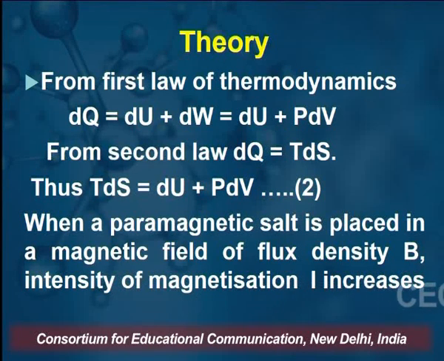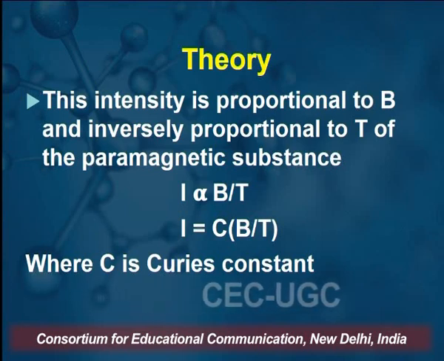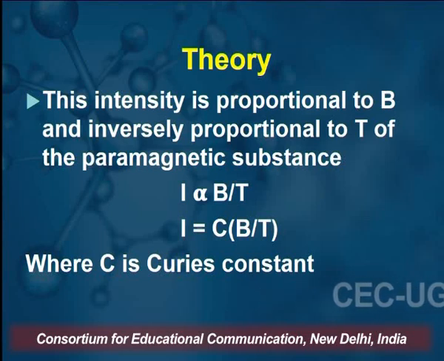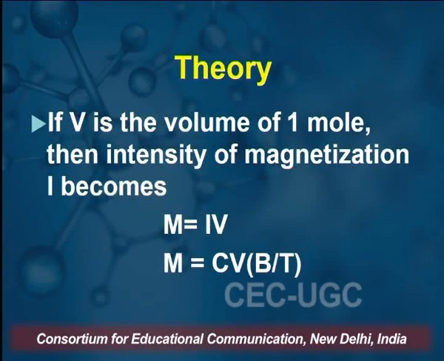Using the first law of thermodynamics, we have dQ is equal to dU plus P dV. The second law says that dQ is T dS. So we now have T dS is equal to dU plus P dV. When a paramagnetic salt is placed in a magnetic field of flux density B, the intensity of magnetization I increases. This I is proportional to B, the magnetic field, and inversely proportional to T, the temperature of the paramagnetic substance. So we can write I is equal to C into B by T, where C is nothing but the Curie constant. This is also called Curie's law.